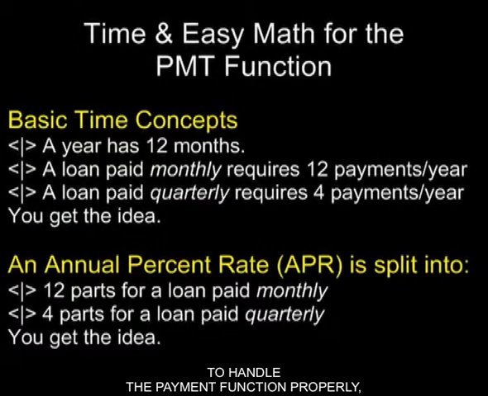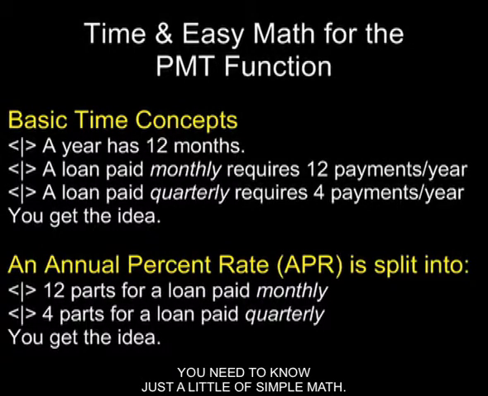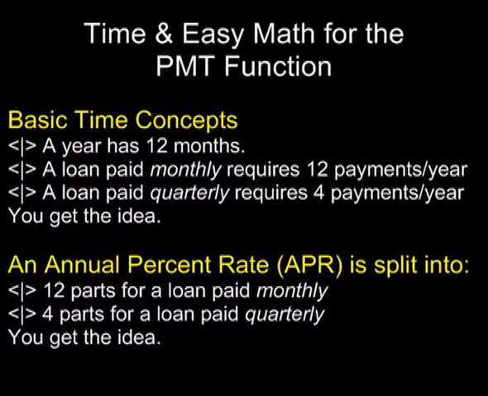To handle the payment function properly, you need to know just a little bit of simple math. You know that a year has 12 months, so a loan that's paid monthly requires 12 payments per year. A loan paid quarterly requires 4 payments per year. An annual percentage rate is split into 12 parts for a loan paid monthly and 4 parts for a loan paid quarterly. That's the kind of thinking you need to master the PMT function.